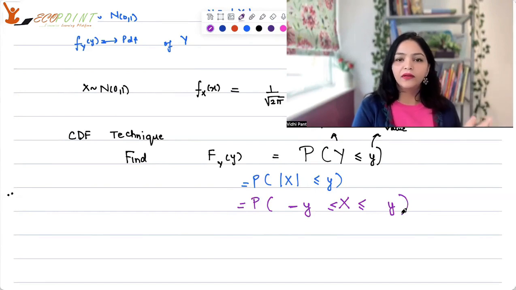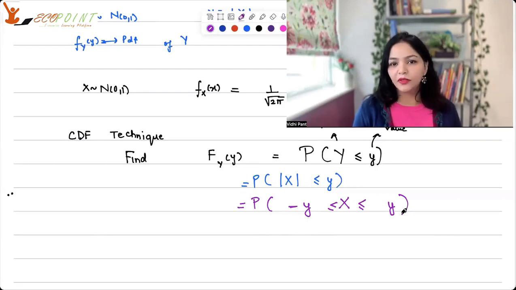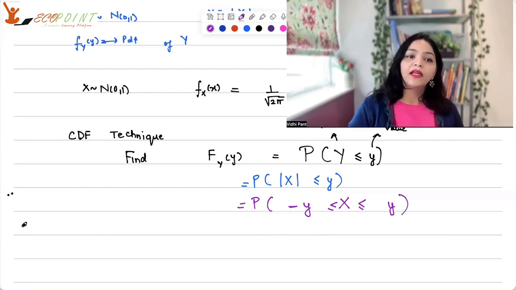So whenever x is between minus y to y, I can say mod x is less than or equal to y, right? Now, the probability that mod x is less than or equal to y will be the same as the probability that x is between minus root y and y.